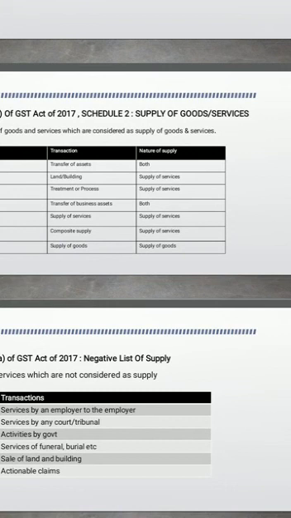How is it considered both? For example, if there is idle machinery you are not using, if you give it for a lease, it is known as the supply of the services. If you sell those machinery for the permanent purpose, then it is considered as the supply of the goods.